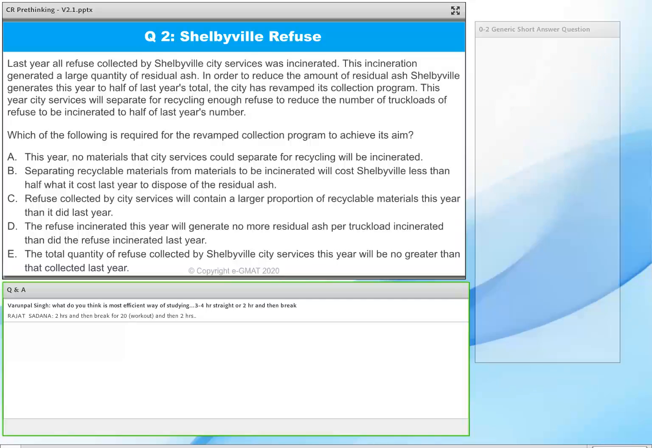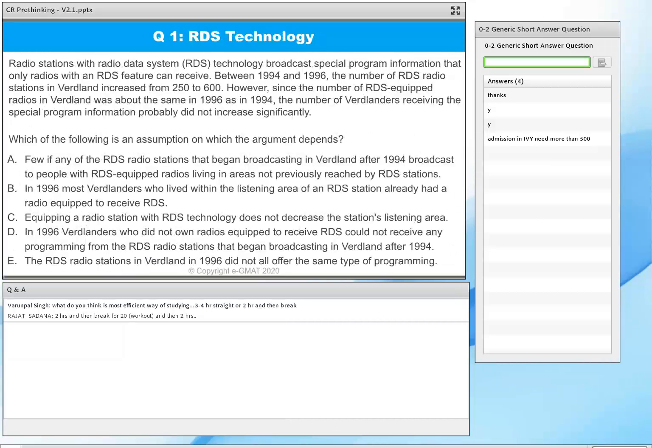Now, before I go to discuss the RDS technology question, let me just say this. This is a question that you will get only when you prove to the platform that, hey, I can solve 90th percentile questions. So it's not a question that you're going to get early on the test. And my purpose for testing this official question here was not to instill a fear of critical reasoning in you. That's not the goal. It is a difficult question.